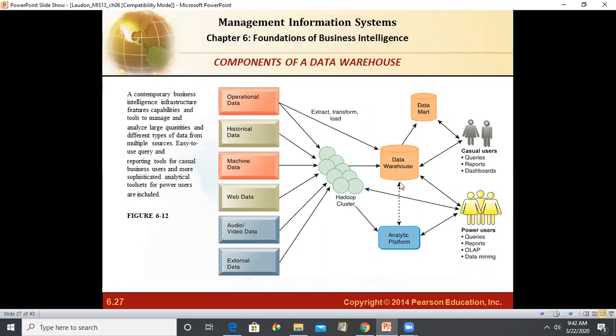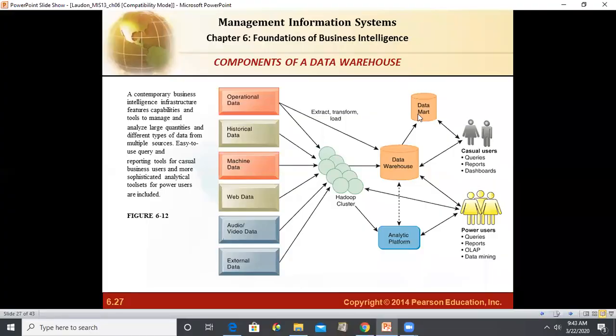An analytical platform has tools for power users, such as the one doing all the queries, reports, data mining, and analysis, to extract meaningful information from the data warehouse or from the Hadoop cluster. The subset of the data warehouse, which is the data mart, caters to the casual group of users.